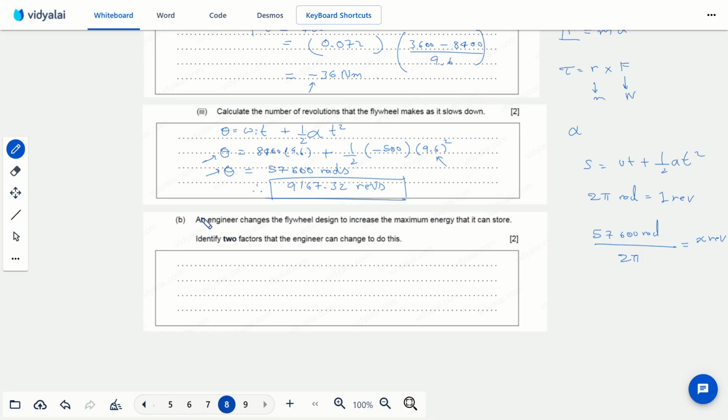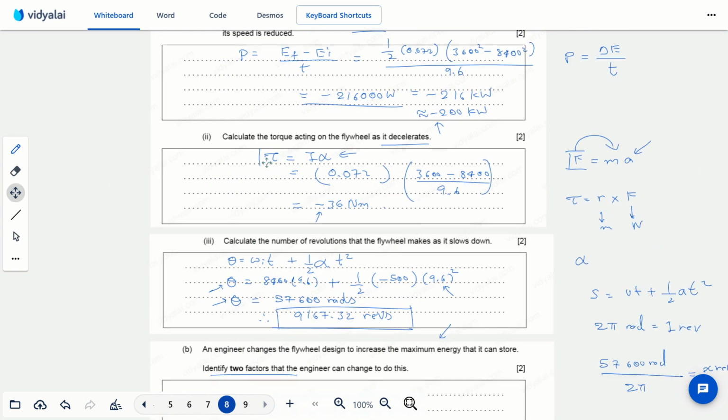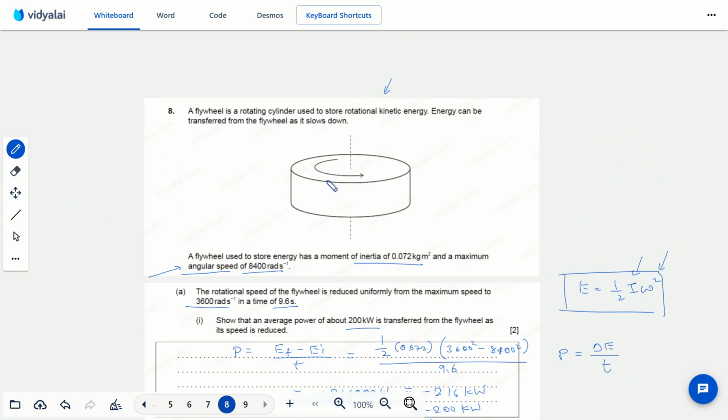For part B of this question, they are trying to figure out if there is a way to increase the maximum energy that's stored inside of this flywheel. So we need to identify two factors that can actually increase the energy of this flywheel. Knowing that the energy inside of this flywheel is purely rotational kinetic energy, and also knowing that the rotational kinetic energy can be written in this form, we can directly see that there are two ways of increasing it. One way is to increase the maximum angular speed that it can have.